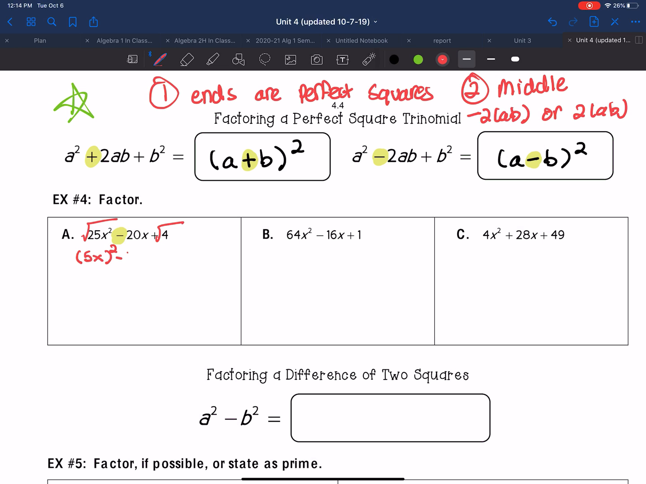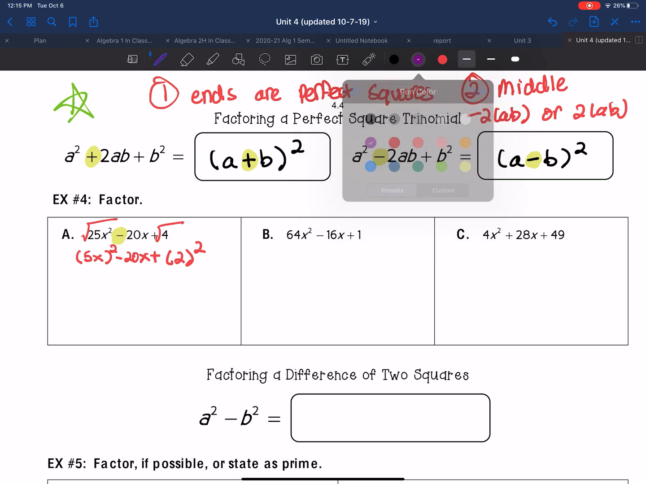And then I have minus 20x, and then I'm adding, well, I know that 4 is 2 squared, so I can replace that with 2 squared. So essentially, I'm just replacing it with whatever its square root is. So I'm breaking it down a little bit more. And the reason I'm doing this is because now I can realize that I have a pattern, all right?